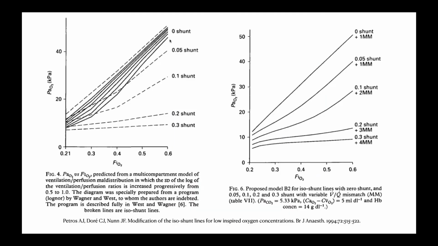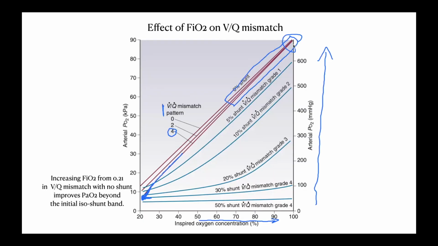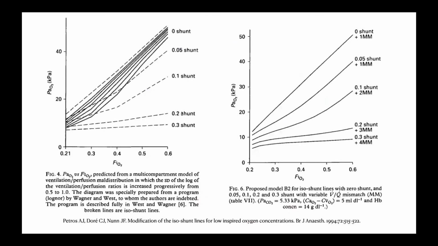Okay, so just be aware of that, because having diagrams like this can be a little bit confusing, because we immediately think, oh, geez, someone with VQ mismatch, if I give them 100% oxygen, they should have a PO2 of above 600. But I've never seen that clinically. And this makes sense to me, that this was just done as a computer model, and it was done to a FiO2 of 0.6, not to a FiO2 of 1.